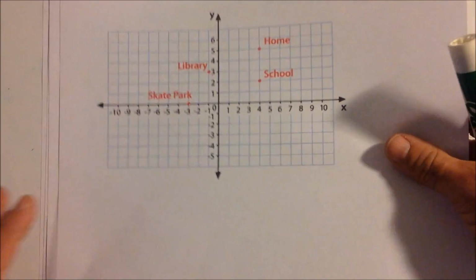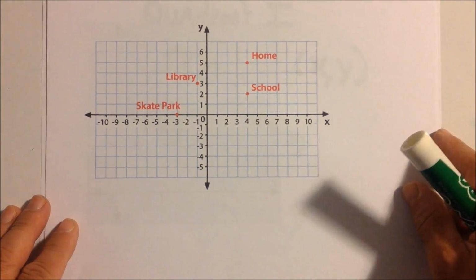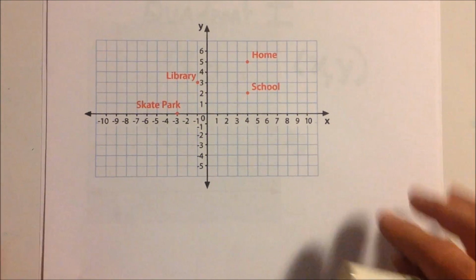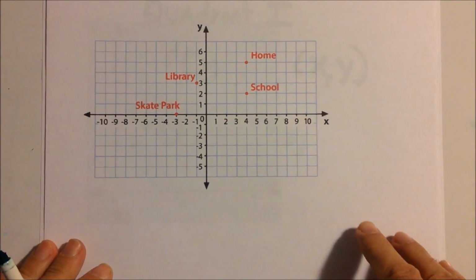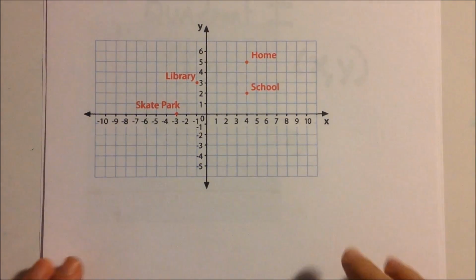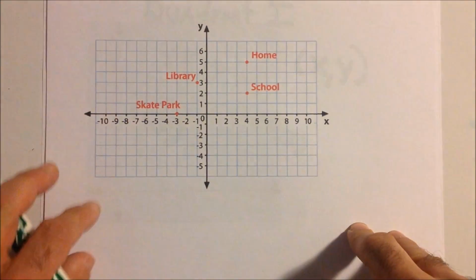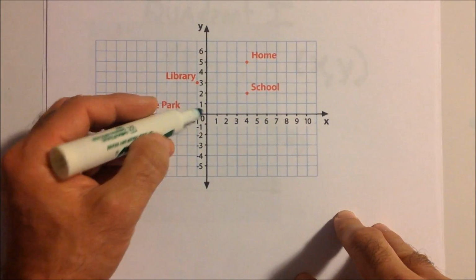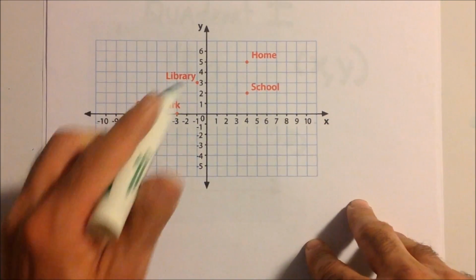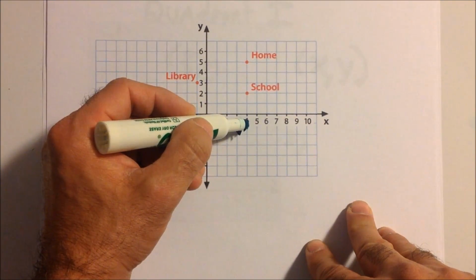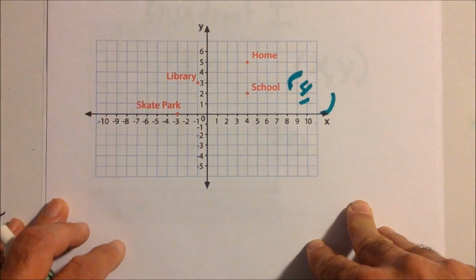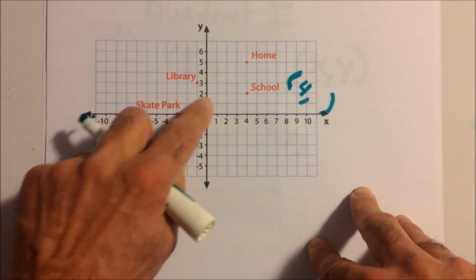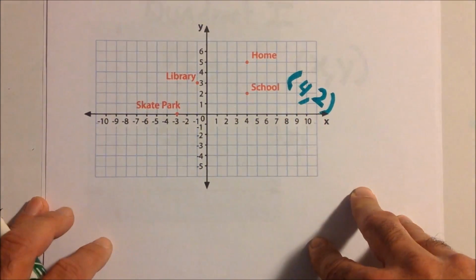Okay, let's look at another grid. Now here we have some locations. What do you think the location of the school is? What would be the ordered pair of the school? See if you can do that. So again, for the school, we want the x first. The x always comes first. And on the x-axis, the school lines up with 4. So we know so far that the school will be at 4 for the x, but for the y, it's at 2. So it would be 4, 2.